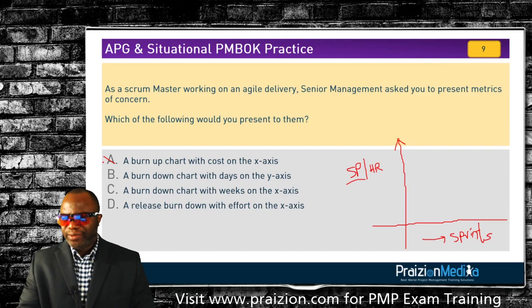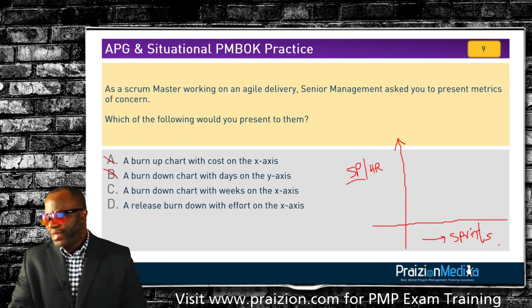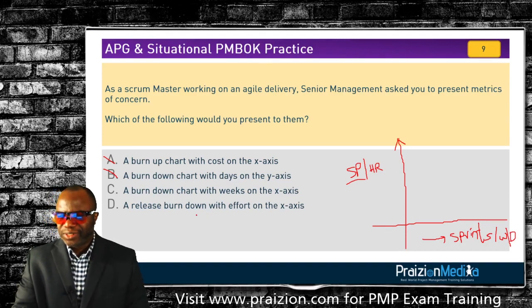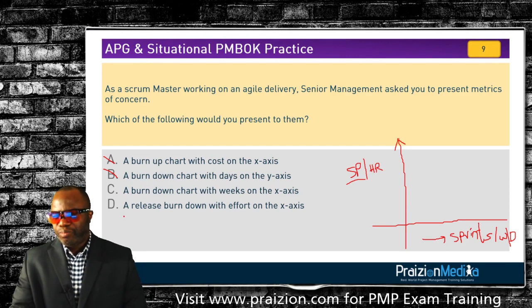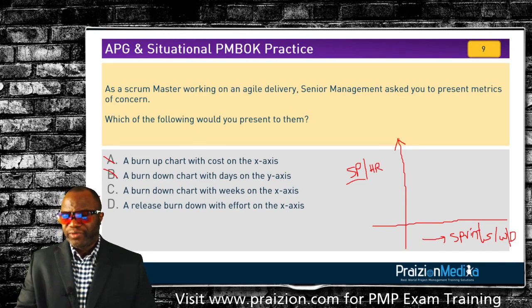B says a burn down chart with days on the y-axis. Now we've got story points on the y-axis, or hours at worst. C says a burn down chart with weeks on the x-axis. Remember, on the x-axis, we could have sprints, we could have weeks, we could have days as well. So that's not entirely out of the question. Let's look at D. A release burn down with effort on the x-axis. Now, a release burn down, you wouldn't have effort on the x-axis. It would still be effort on the y-axis. So that's not correct. The best option is C.